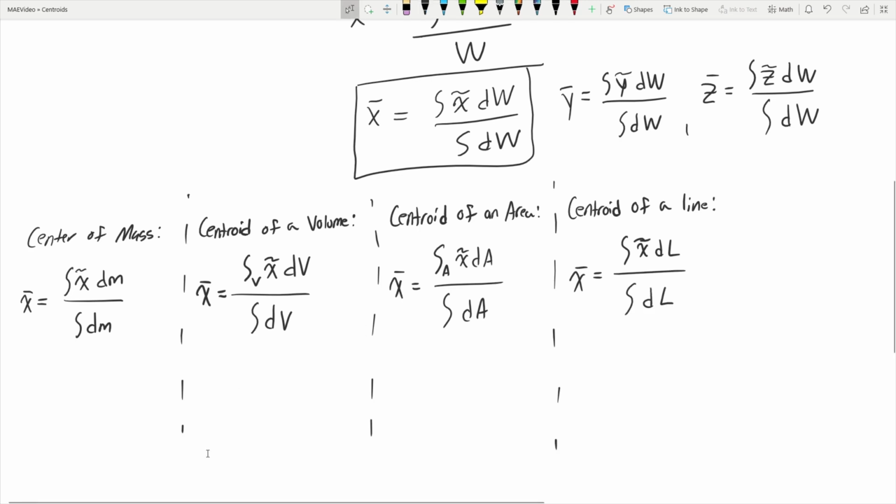So those are all your x bar equations for different centroids. And like I said, the y bar and the z bar are going to be essentially the same equation, just looking at a different axis.